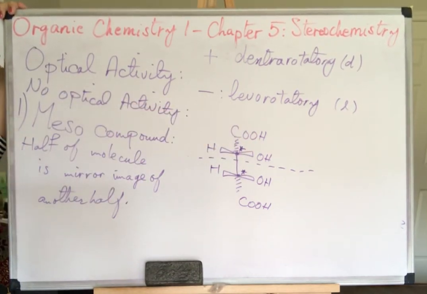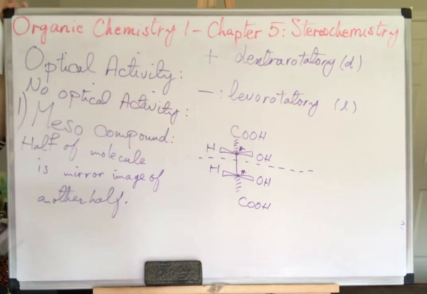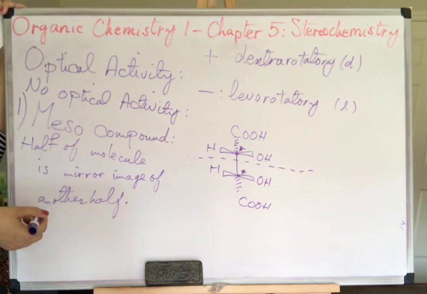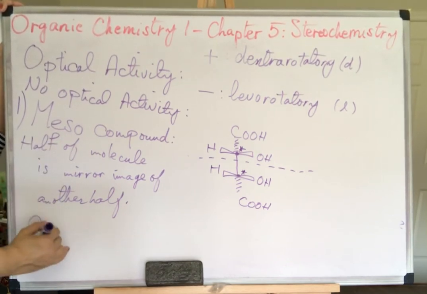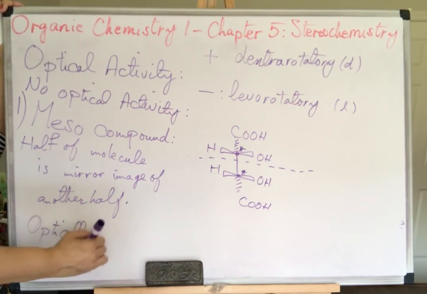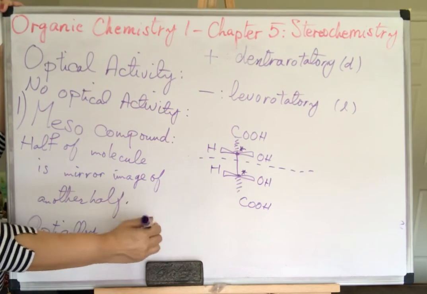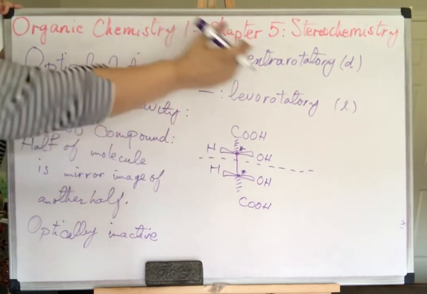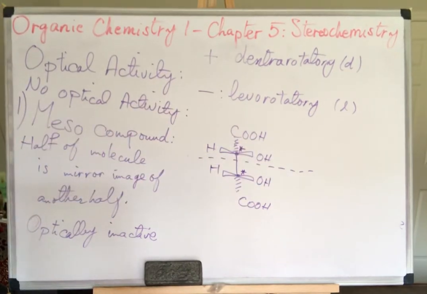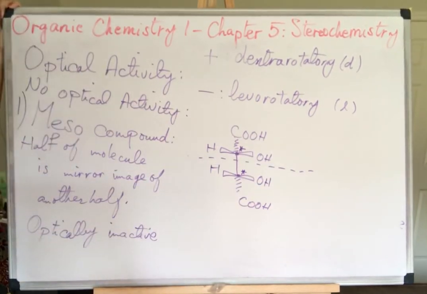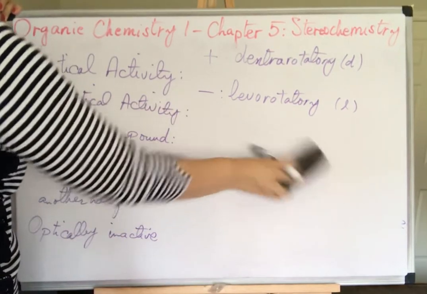So in a meso compound we don't have optical activity because it seems like half of the molecule is rotating the light towards right or left, and the other half is going to cancel this out. So there would be no optical activity. Okay, it's optically inactive. A meso compound is composed of active centers, but the entire molecule overall is optically inactive. This is the first situation when there is no optical activity.